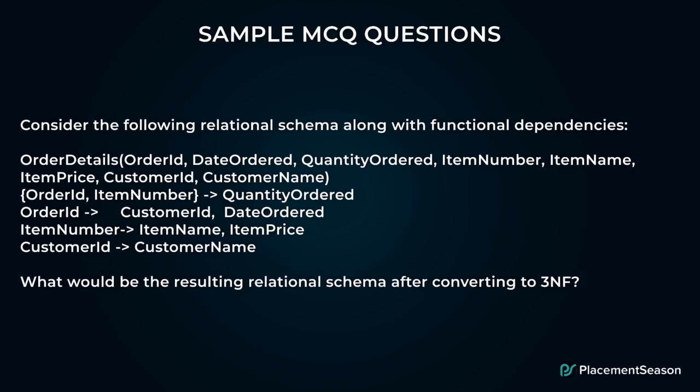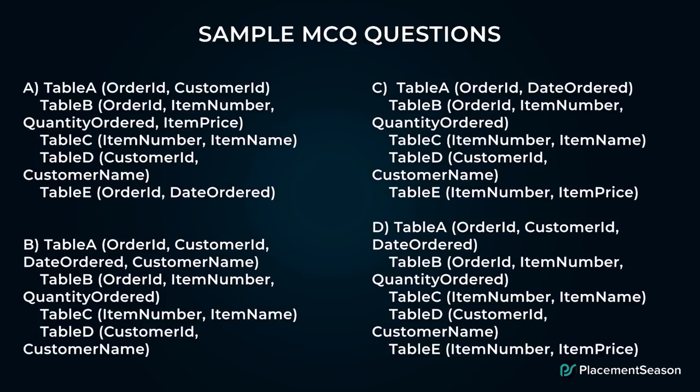So we know for third normal form, first the table should be in 2NF. That means there should not be any partial dependency. So indirectly, it should be in 1NF also. It should have only atomic values. And then for the third normal form to be satisfied, there should not be any transitive dependencies. So keeping in mind all these things, let's check the options. So they have divided into 5 tables in most of the options. So let's look at the first option.